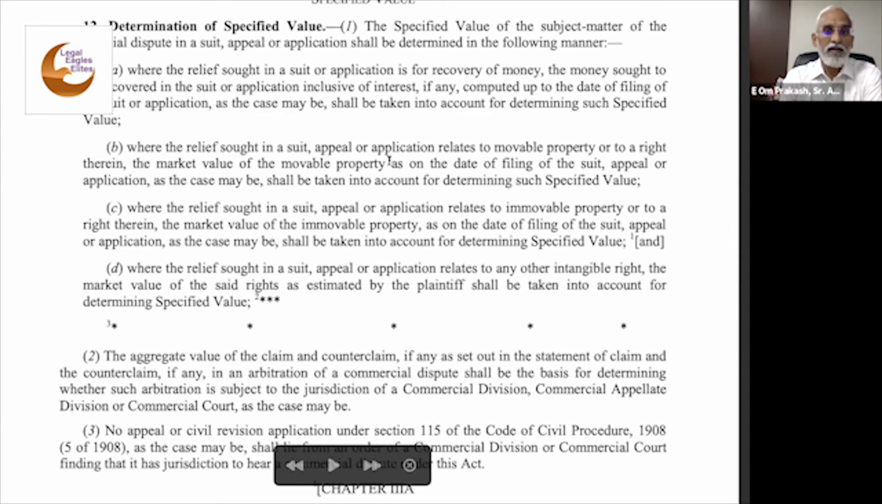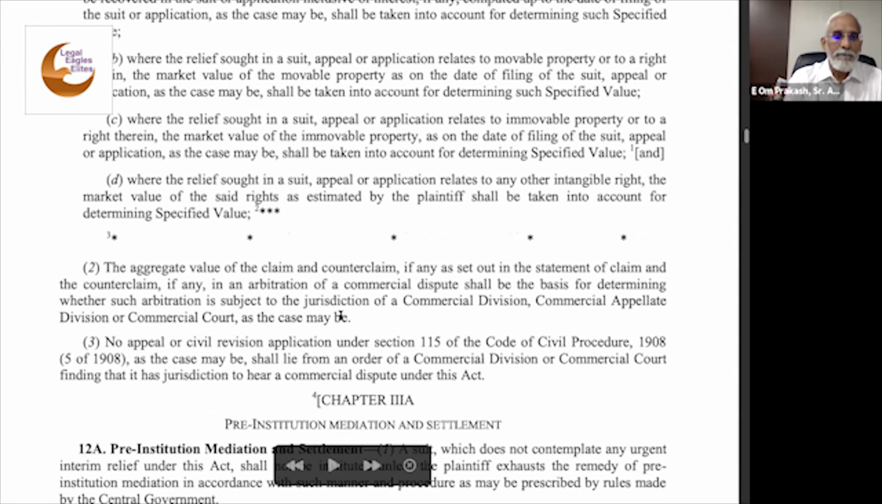Therefore, a defendant can also raise an issue. You can bring about a market value. Then third again, the market value of the property. But if it is a case of intangible rights, the market value of said rights as estimated by the plaintiff. So this is the slight difference which you can find for the purpose of understanding. Then it also speaks under subsection 2 of the aggregate value, which in civil suits we normally arrive at if there are multiple reliefs; you make out an aggregate value.